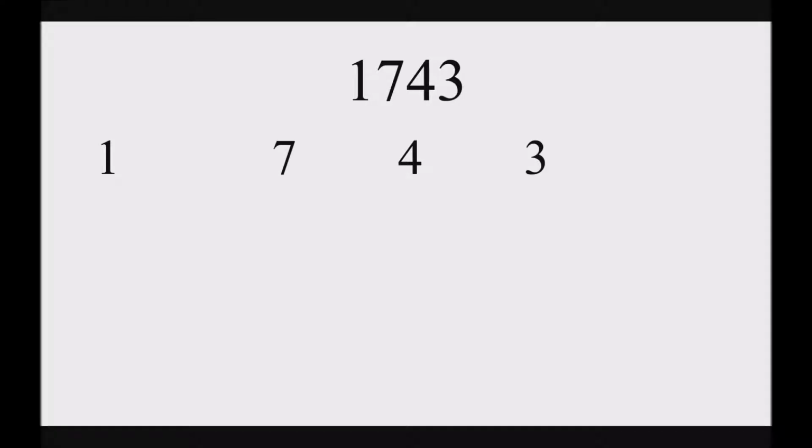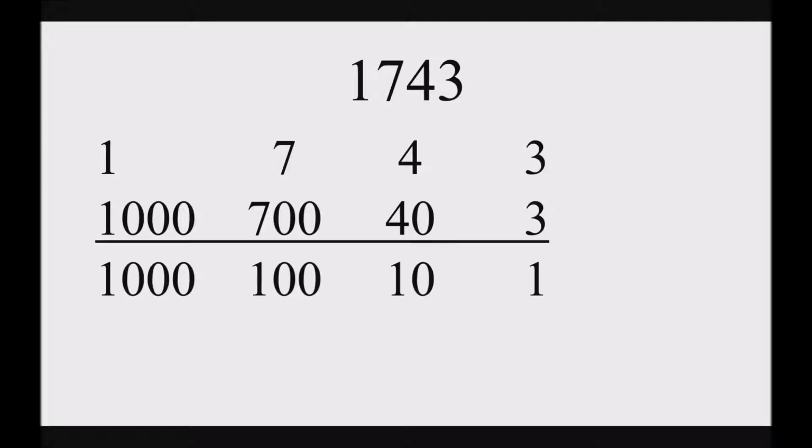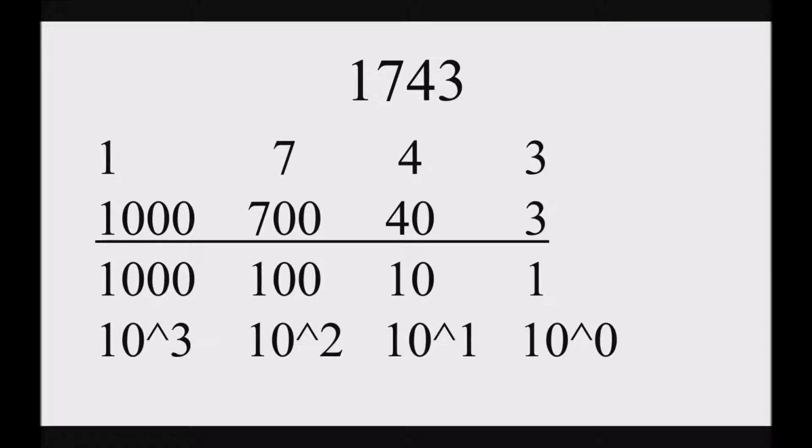So if we expanded these numbers to their corresponding values, we get 1000, 700, 40, and 3. Now let's divide the bottom number by the top number to look for any patterns. Whoa. This looks very suspiciously like powers of 10, namely 10 to the power of 3, 10 to the power of 2, 10 to the power of 1, and 10 to the power of 0. Okay, so maybe we can infer that each number is multiplied by the base to the power of its position.